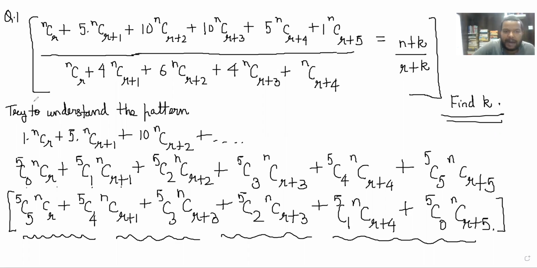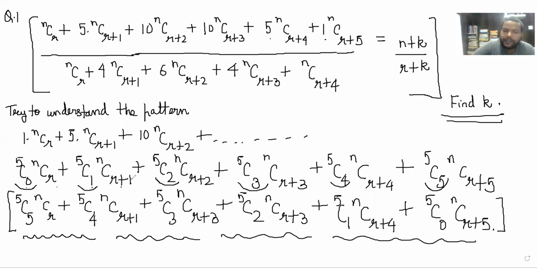So let's try to understand this pattern here. Let's work on the numerator for the moment. It is 1 into nCr plus 5 into nCr+1, 10 into nCr+2, and so on, right? Now, you can easily spot that 1, 5, 10, 10, 5, 1 are just 5C0, 5C1, 5C2, 5C3, 5C4, and 5C5. So we have a nice series where there are products of two binomial coefficients, 5C0 and nCr, 5C1 and nCr+1, 5C2 and nCr+2, and so on, right?